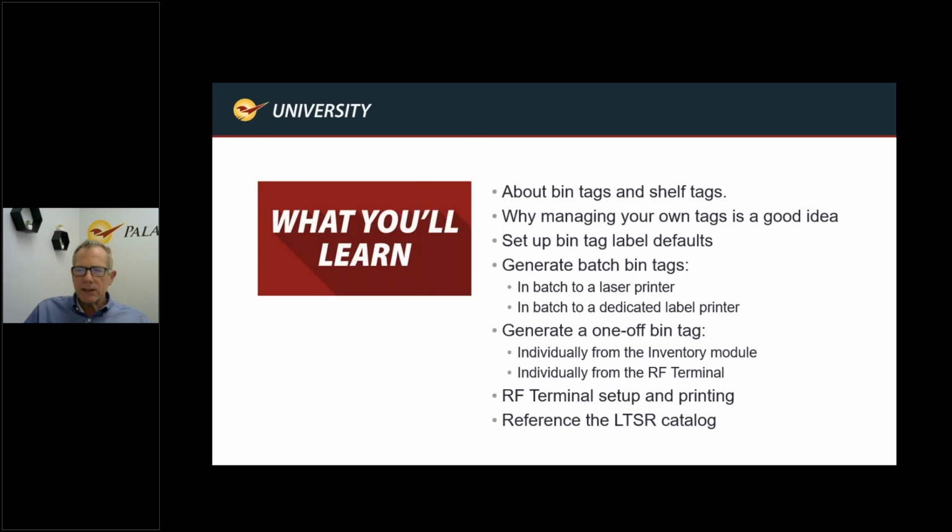So what we're going to learn today is what bin tags are for, what shelf tags are for, what they do. I think that's pretty obvious. Then we're going to talk about why managing your own tags is probably a good idea. And then how to set up the bin tag label defaults. Then we're going to go into the different types of bin tags, batch, one-off, that sort of thing. And then we'll also look at the RF terminal, as well as learn about what the LTSR catalog is. That's going to be your Bible or guide to bin tag labels and other things as well.